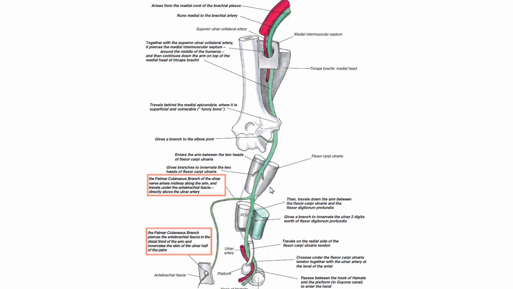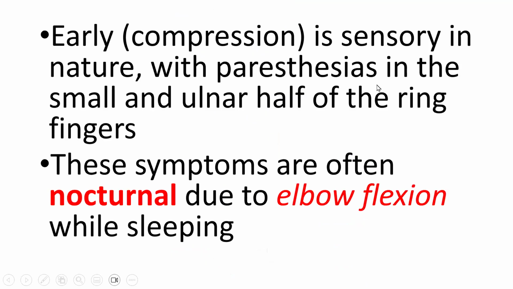In Guyon's canal, you can have it between the two heads of the flexor carpi ulnaris, behind the medial epicondyle and the cubital tunnel by means of Osborne's ligament, and you have to know all these points about the passage of the nerve. So what I would suggest, take this diagram. This diagram is very helpful. It is very helpful to follow and learn the anatomy of the ulnar and median nerves.